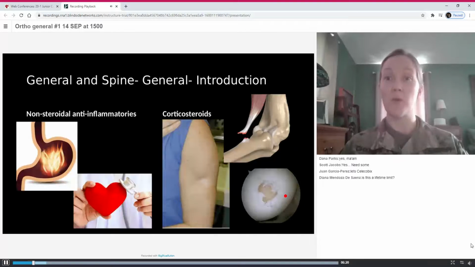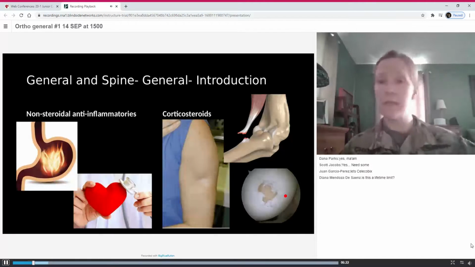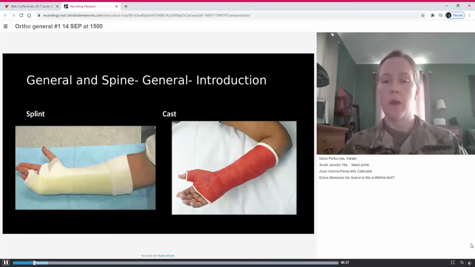Okay, so those are my big comparisons for two of the inflammatory modulation methods that we use for pain management in orthopedics. Our next treatment differentiator is going to be the difference between a splint and a cast.